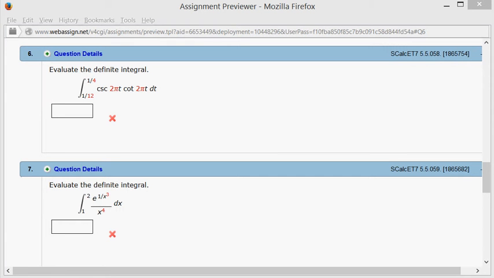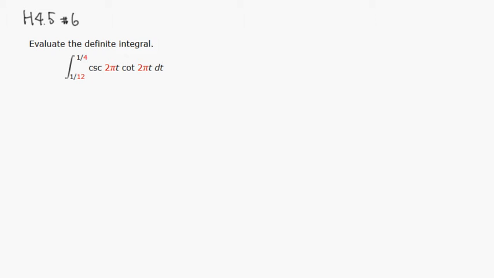Alright, let's look at homework 4.5, problem number 6. We're going to use substitution to evaluate this definite integral. So let's do that. This is going to be a substitution.